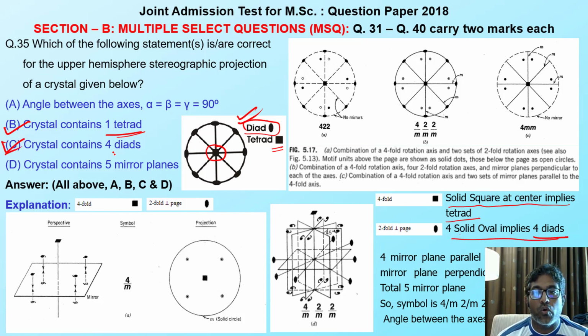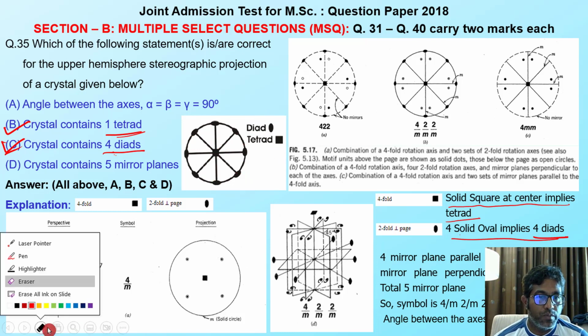Crystal contains 4 diad. Here I have this solid oval. So 1, 2, 3, and 4. So I have 4 solid ovals, which implies 4 diad. Now if you understand how many mirror planes should be there, it is very simple. Let's go with the concept again. How many mirror planes should be there?